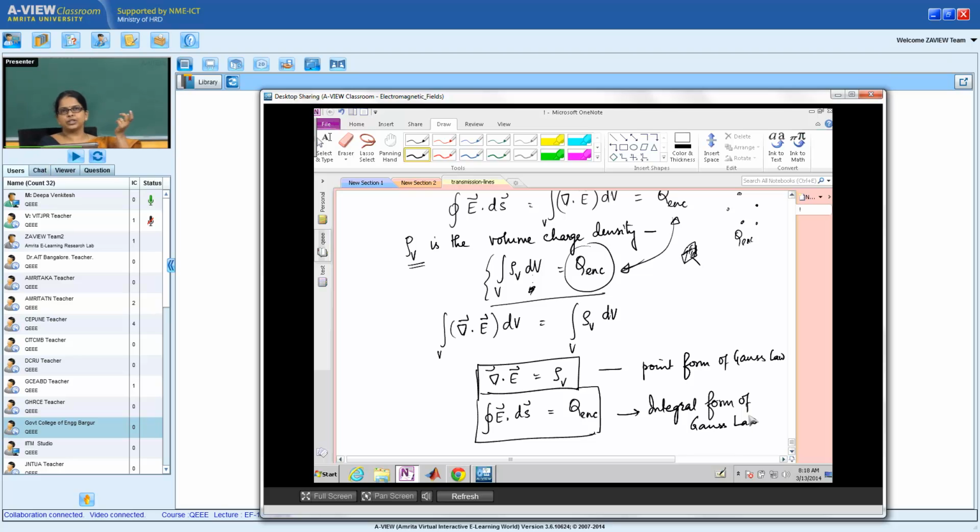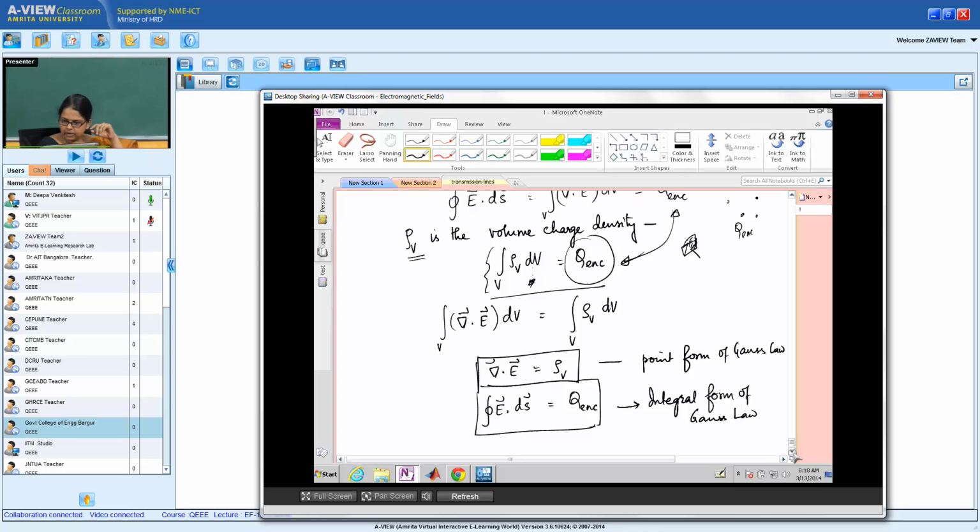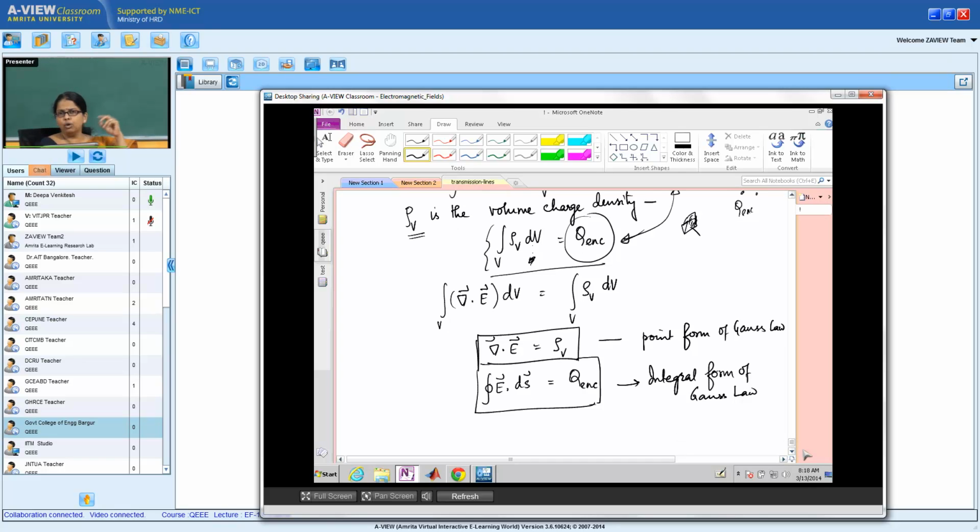All four Maxwell's equations, you could write either as a point form or as an integral form. The question that typically crosses our mind is, both point form and integral form are saying the same thing. It's the same Gauss law, but written in two different forms. Given a problem, which form would I use? Should I use the point form or the integral form? Which of these equations would apply given a situation?